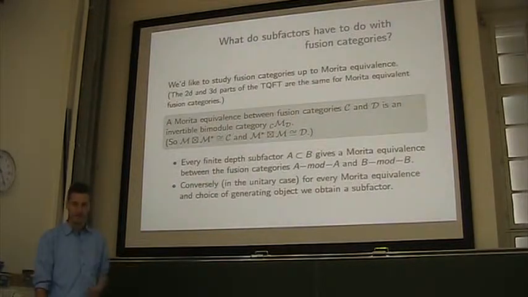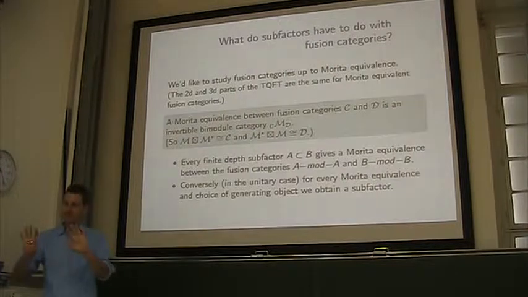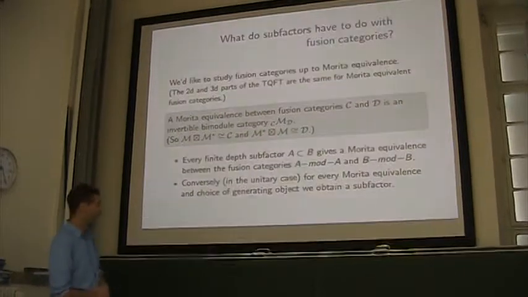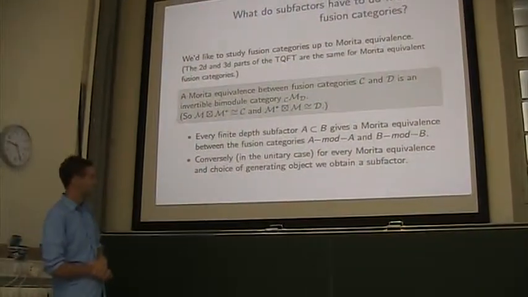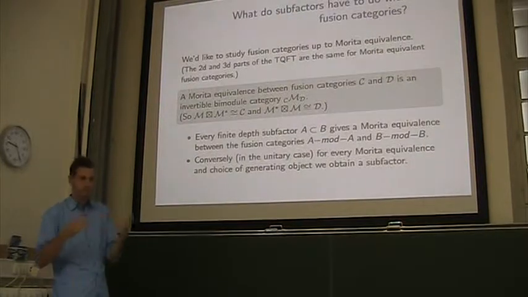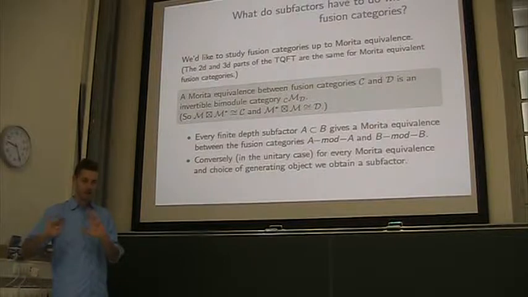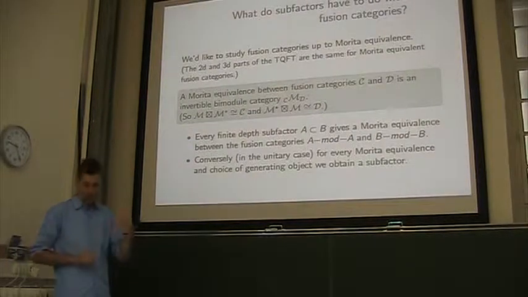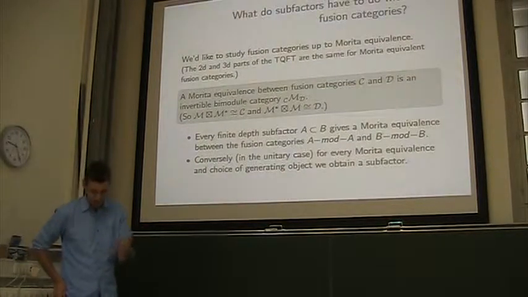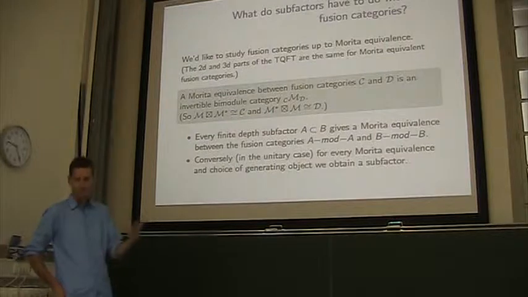It's universal. Every time you have a Morita equivalence between fusion categories, as long as everything is unitary, and we have to put in unitary at this point, then that Morita equivalence between unitary fusion categories is realized by some subfactor. So this is one way of realizing fusion categories and Morita equivalences between them as representations of something.